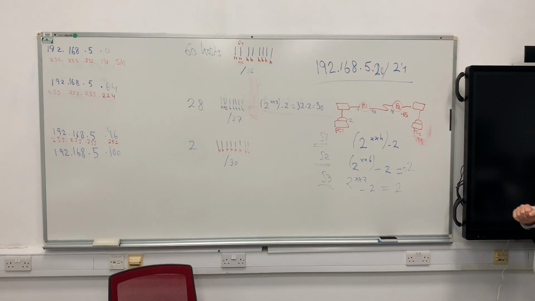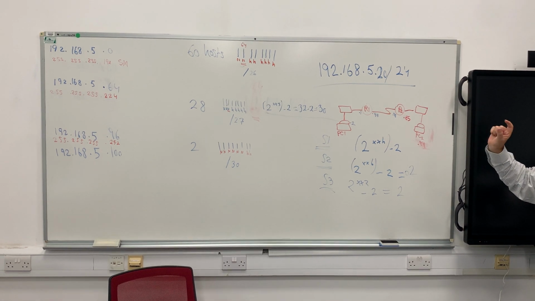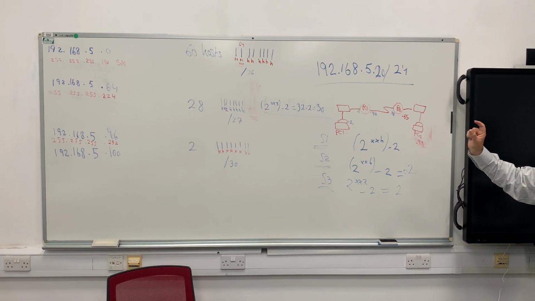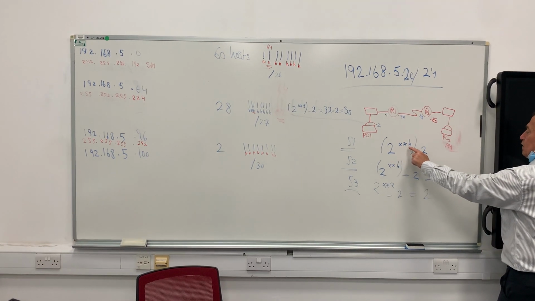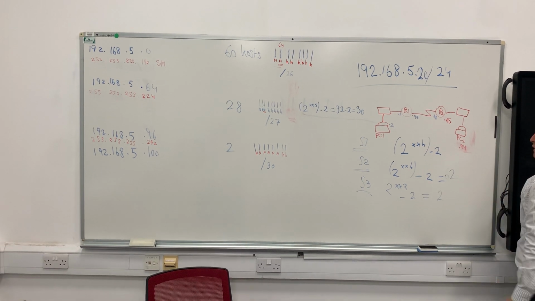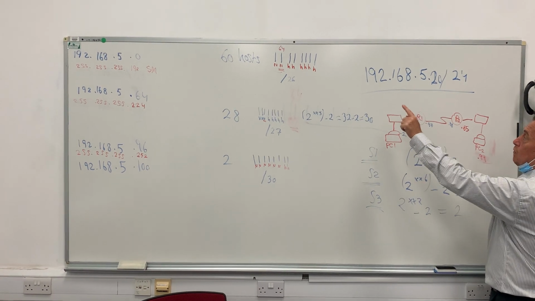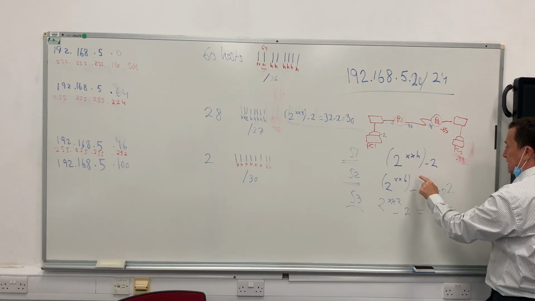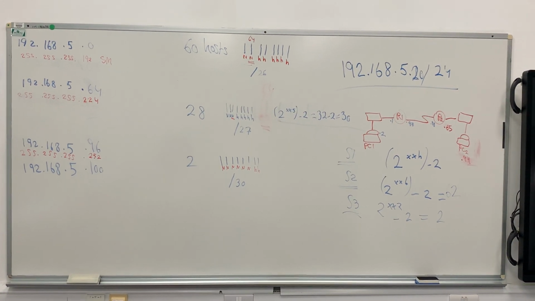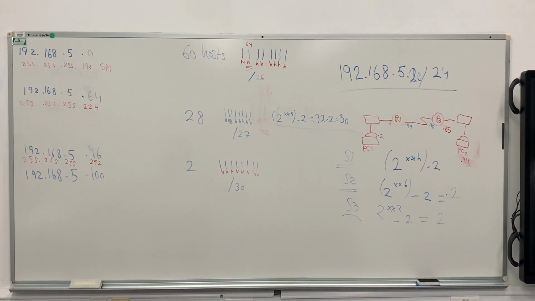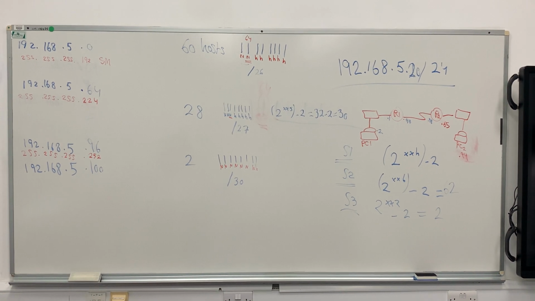So we start with the 60 hosts. For the 60 hosts, we need to keep 6 bits for the host, because according to the equation, 2 to the power of 6, which is 64, minus 2 gives 62. And why do we always deduct 2? Because we have one IP address for the broadcast and one IP address for the subnet.